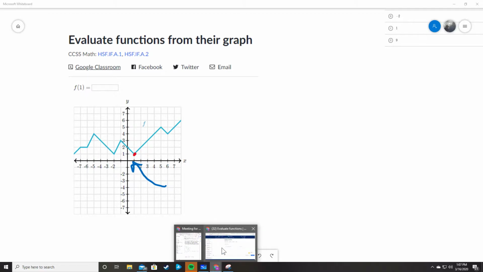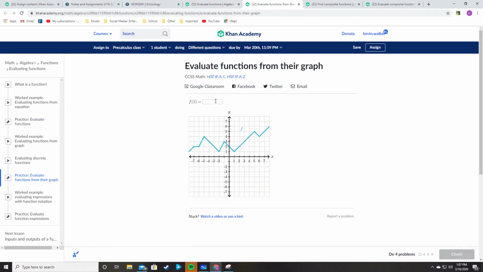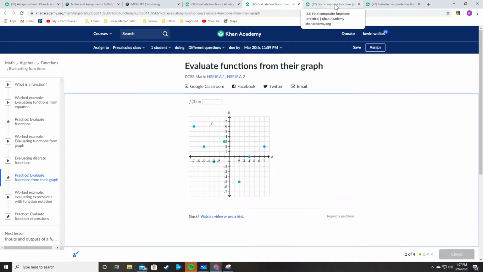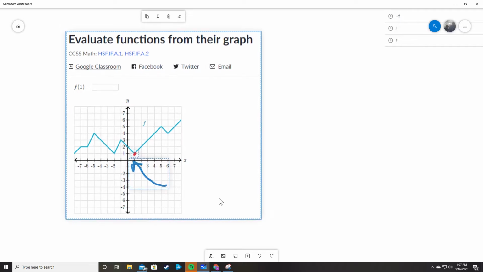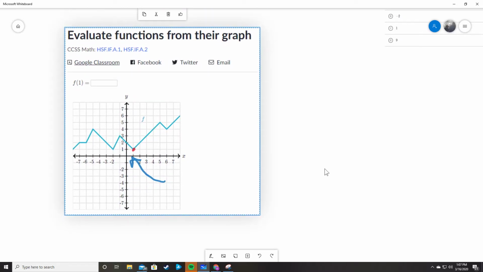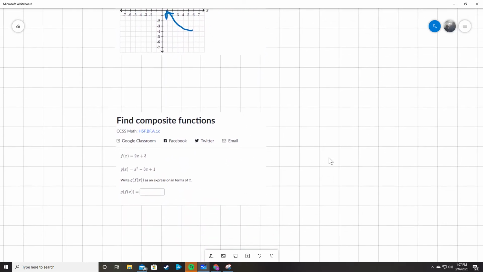So let's go over, let's check this. Nice and easy. So again, these are just made for us to review. It's perfectly fine. Now for the next one, we have a composite function. Now this is one of the newer things that we talked about last week, so let's go through this incrementally.